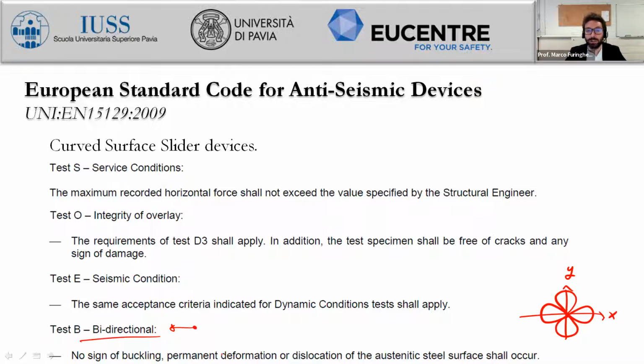The standard code actually allows all the laboratories not to consider the bidirectional motion if they are not able to apply that, but just to consider again a radial motion, so exactly a unidirectional motion, but in the orthogonal direction. So what happens is that the technicians just rotate in the plan view the isolator so that we are able to apply the same motion but in the orthogonal direction. And then we have to see if there is no sign of buckling, permanent deformation, or damage, any damage to the isolator.